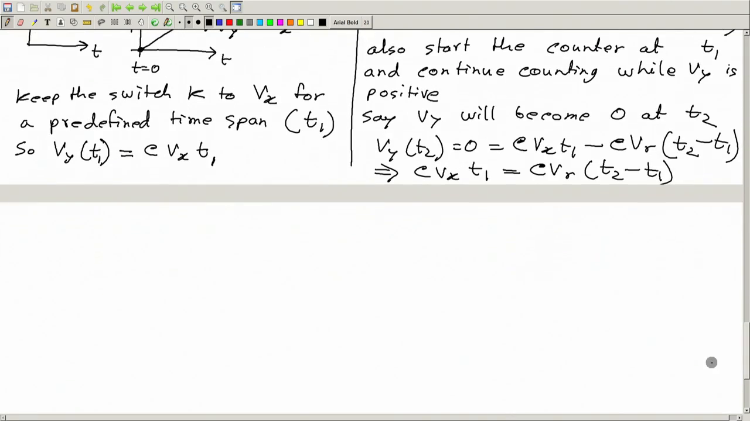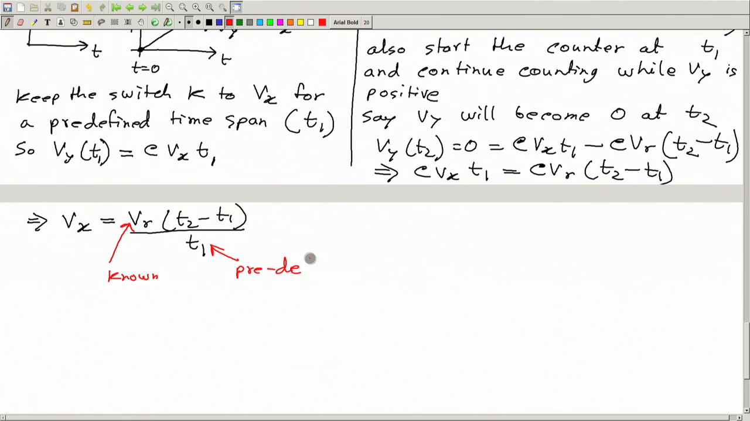So from this you can write C cancels. So Vx can be written as Vr (T2 minus T1) by T1. Now you observe that Vr is known, this time T1 is a predefined, fixed time. T2 can be measured.